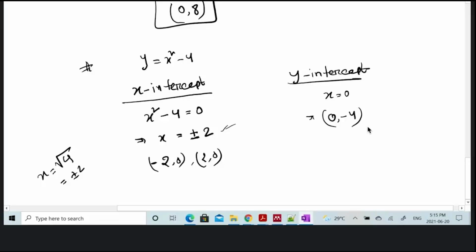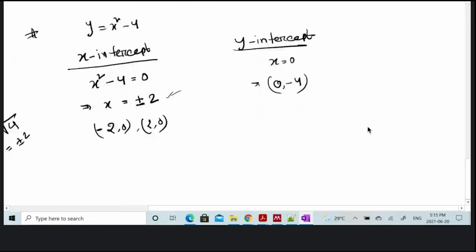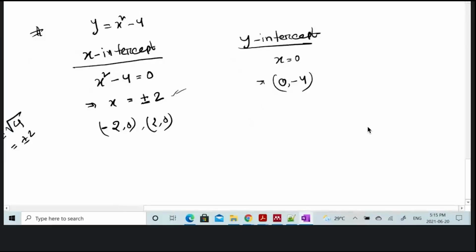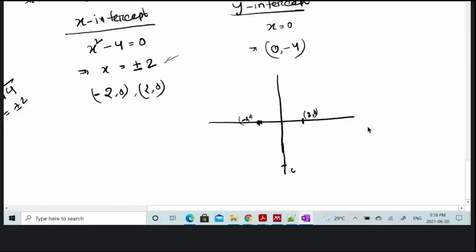Now if we want to draw the graph of it, let's see what's gonna happen. So this is 2,0. So that is minus 2,0. And here we have 0, minus 4. Now see, this is not sufficient. It could even become a triangle. We don't really know what it's going to be.